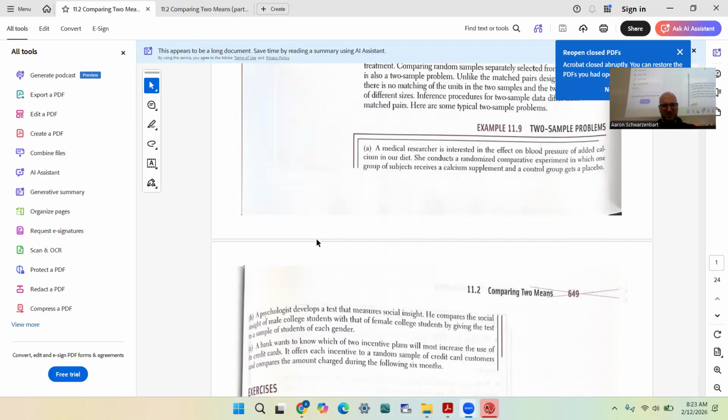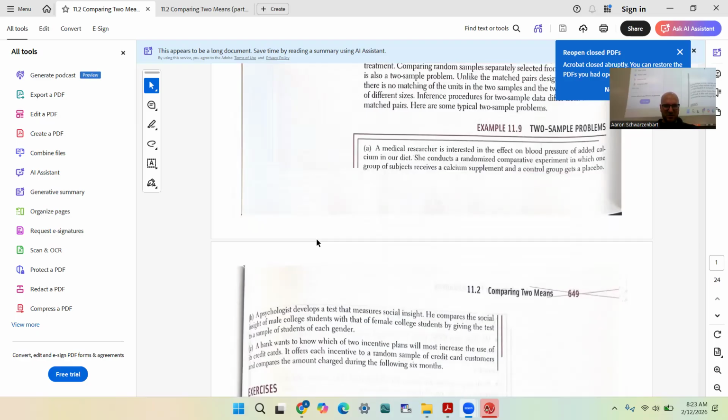A psychologist develops a test that measures social insight. He compares the social insight of male college students with that of female college students by giving a test to a sample of students of each gender. Two clearly different sample populations.